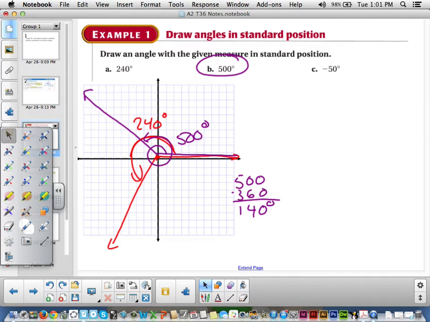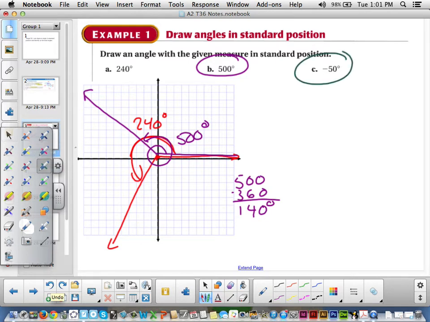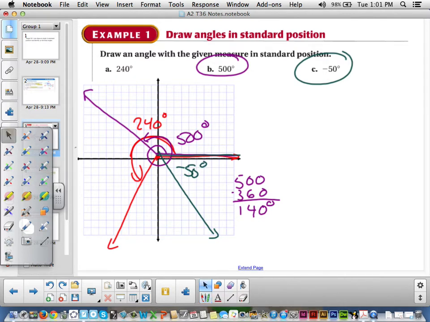Now the negative angle. Negative mathematically just means we're going backwards. So negative 50 degrees means instead of going counterclockwise like we normally would, we'll go backwards. So we'll start at our initial side and go backwards 50 degrees. And that's our negative 50 degree angle. So those are those three angles drawn in standard position.